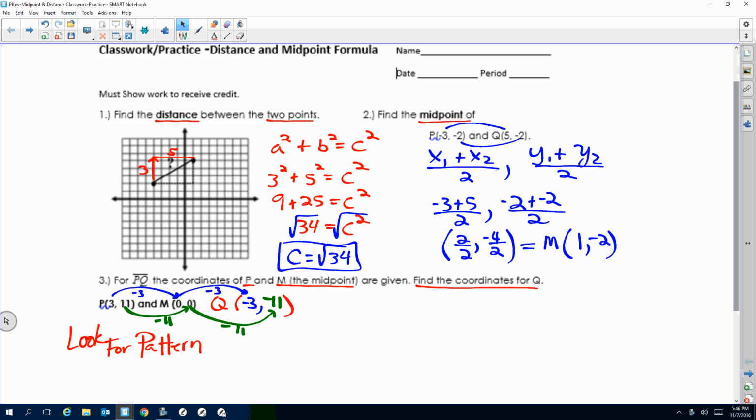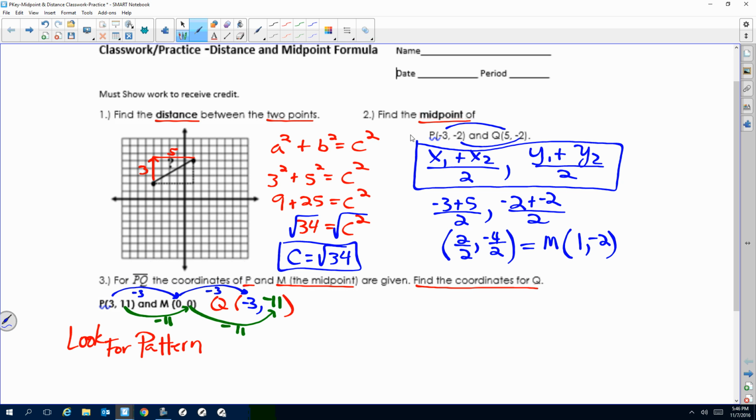Number 2, same thing, just use your formula. What I have right here, you don't have to memorize. It's on the formula chart, but that's your formula for midpoint. You're taking the average of your x's and the average of your y's: add the x's, divide by 2. I showed how you simplify that. You get an ordered pair. You can have fractions and decimals in an ordered pair.